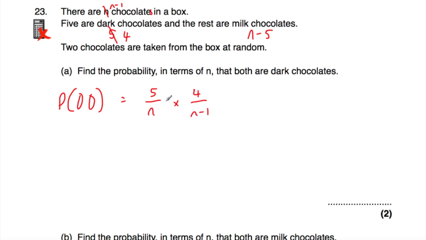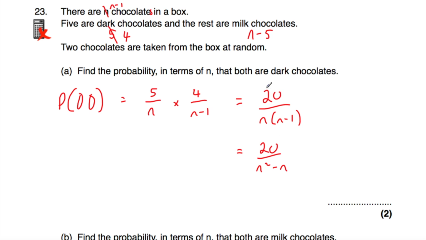And now if we want to find the probability, we just need to times these together. So 5 times 4 is equal to 20. And n times n minus 1, we could write it in brackets like this, n bracket n minus 1. And that's probably how I would leave it, just n bracket n minus 1. Or you could expand that bracket to write it as 20 over n times n is n squared, and n times minus 1 would be minus n.